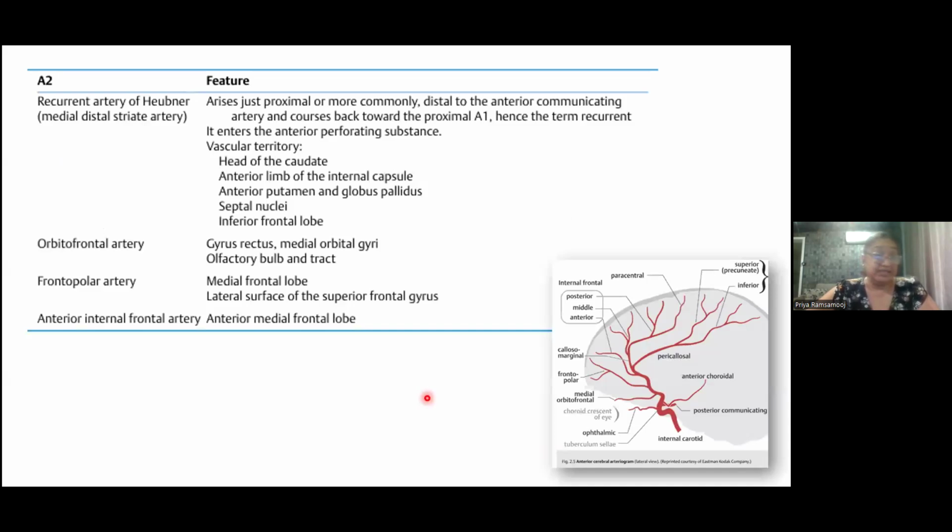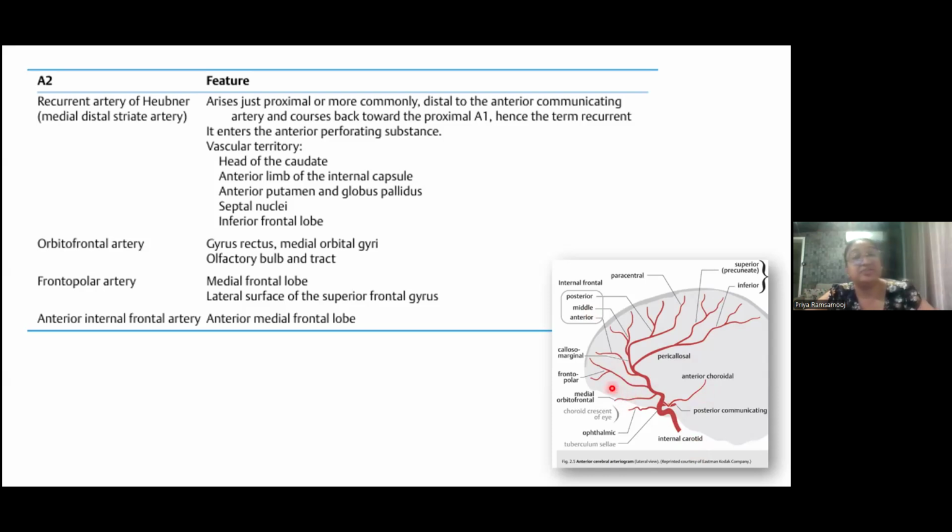Now, this table summarizes nicely for us A2 and the features, recurrent, and the branches of A2, I should say. The recurrent artery of Hübner, orbitofrontal artery, frontopolar artery, and anterior inferior frontal artery. And in fact, we can see it here. So let's always try to put the speech and the words and the pictures together. So the internal parotid, we see this, the anterior choroidal, the medial orbitofrontal, right? The frontopolar that we speak about, and the anterior internal frontal.